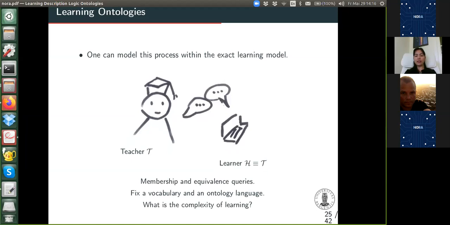And having these two kinds of questions in mind, one can think of a vocabulary, a set of terms, and an ontology language, and ask, what is the complexity of learning within this vocabulary and this language? And the complexity here can be measured in different ways. One way is by the number of times the learner interacts with the teacher and the size of these queries, or it can also be the overall time, so counting not only the number of queries and their size, but also the time for the computation of the hypothesis.